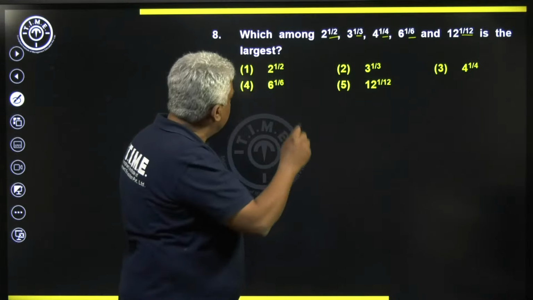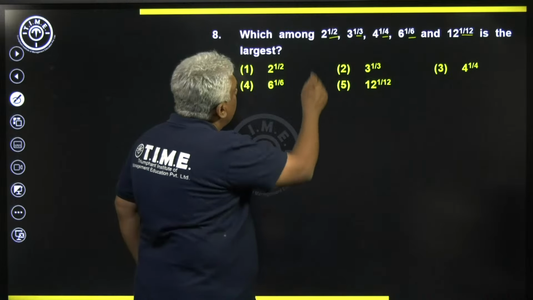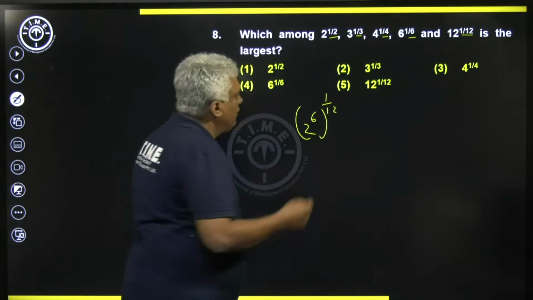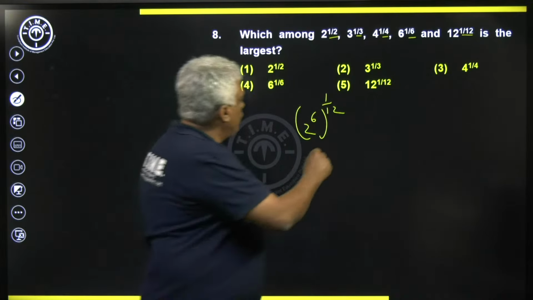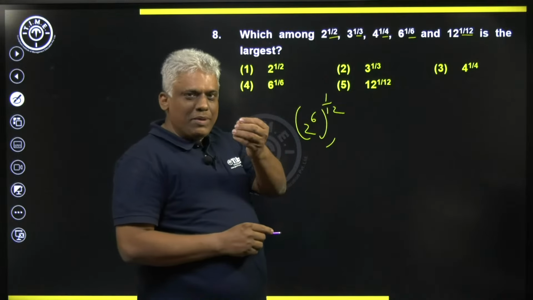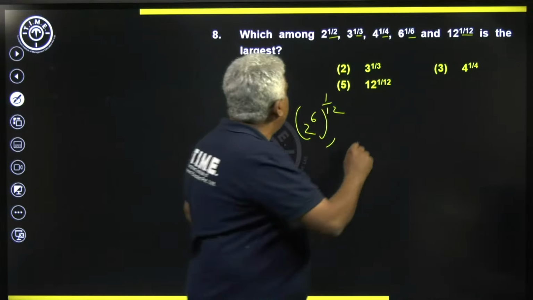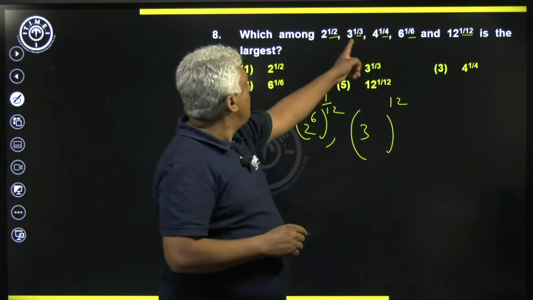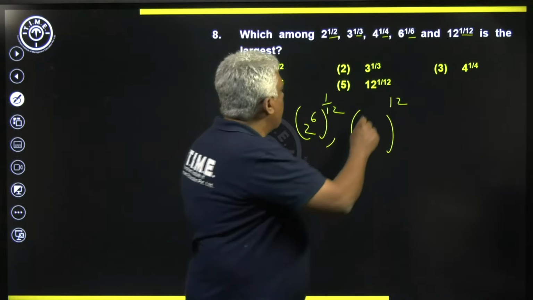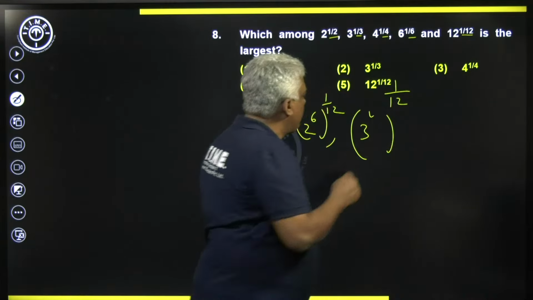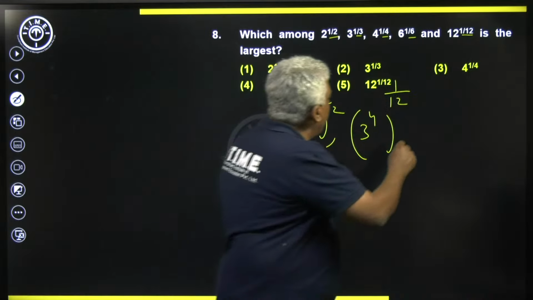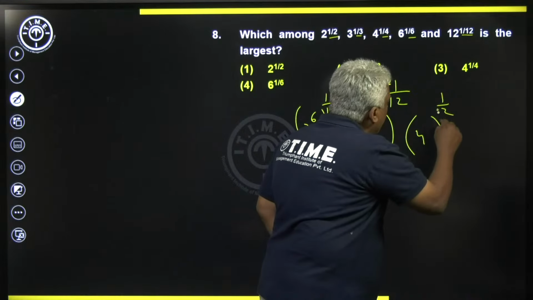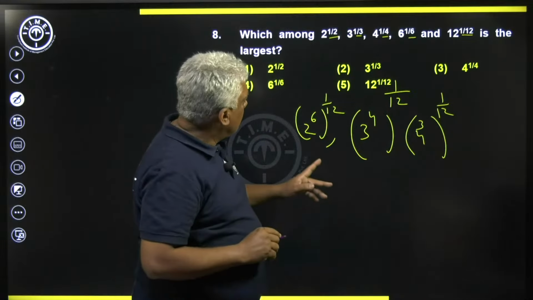So what we can write is, first term, 2 to the power 1/2, raised to the power 12, will be 2 to the power 6. I'm doing the little bit lengthy method, the normal method, and I'll tell you the shortcut after. Next, 3 to the power 1/3 raised to 12 gives 3 to the power 4. And the next is 4 to the power 1/4, again raised to 12, so it will be 4 to the power 3.